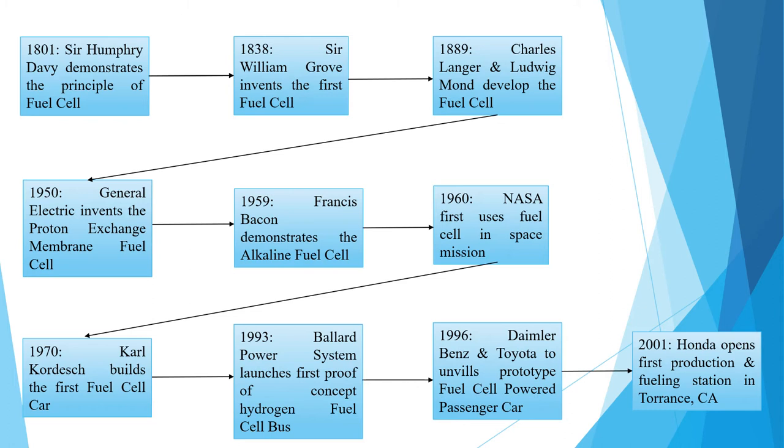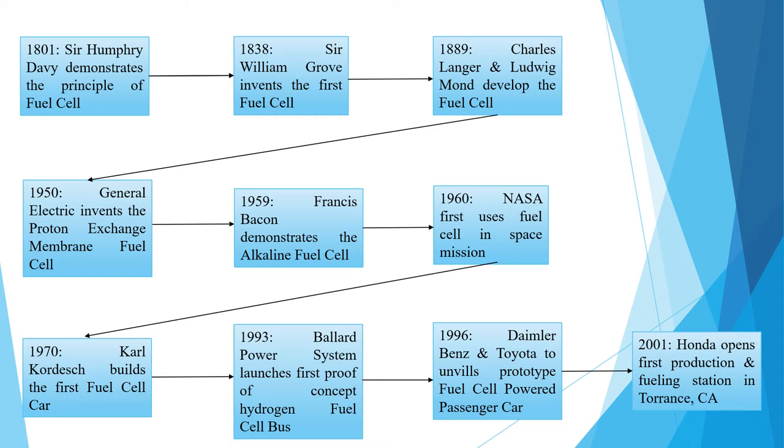Now comes the timeline of the fuel cell. In the year of 1801, Sir Humphrey Davy demonstrated the principle of the fuel cell. As we know, in the year of 1838, Sir William Grove first invented the fuel cell. Before William Grove's invention, Sir Humphrey Davy, in 1801, demonstrated the principle. After the demonstration, in 1838, Sir William Grove invented the first fuel cell with the help of the principle demonstrated by Sir Humphrey Davy.